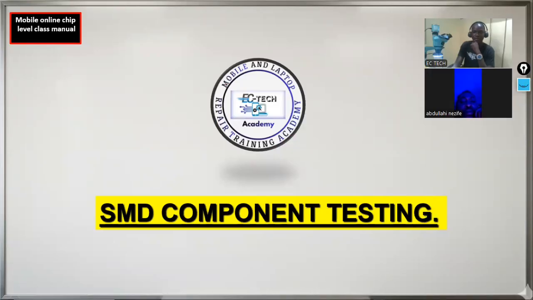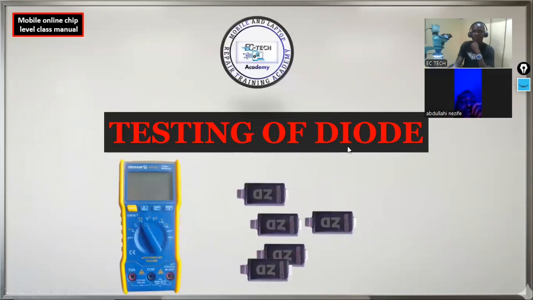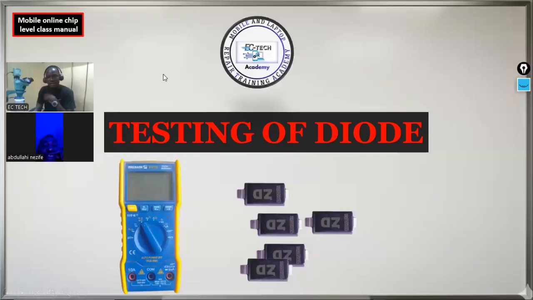Component testing. Okay, so for the first one, we are going to check how to test a diode. Have you ever come across the component diode on a mobile phone board? Alright, so in order to know whether it's in good condition, how to test it in the right way with our multimeter. So that's what we want to cover.